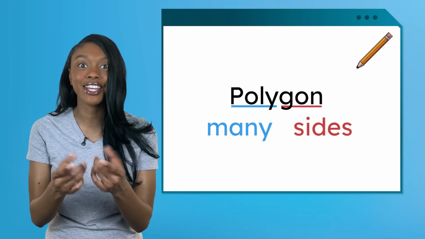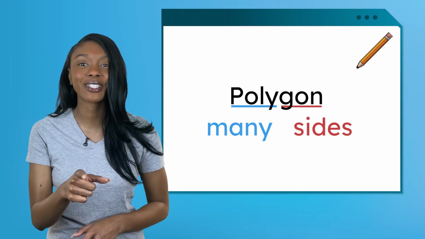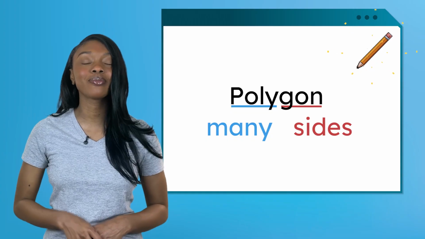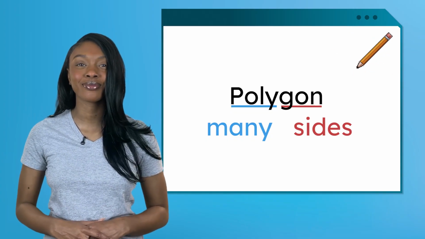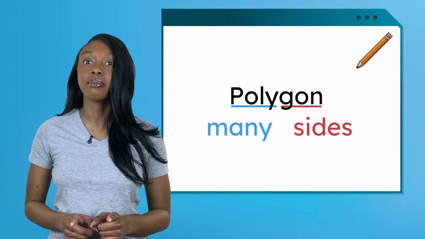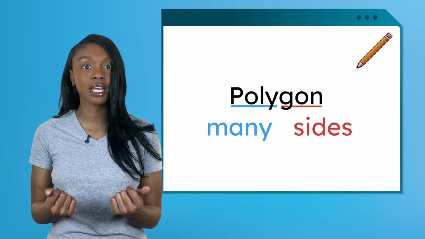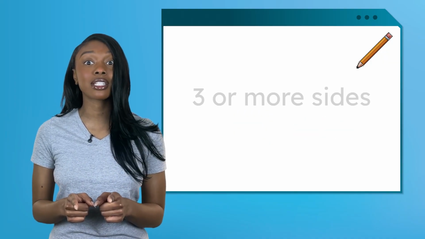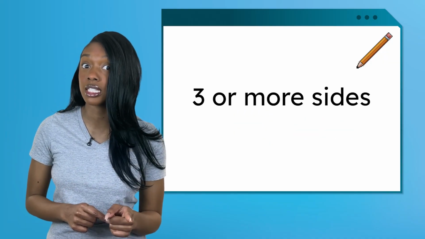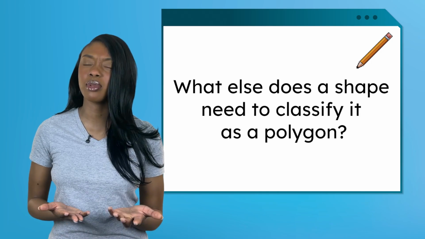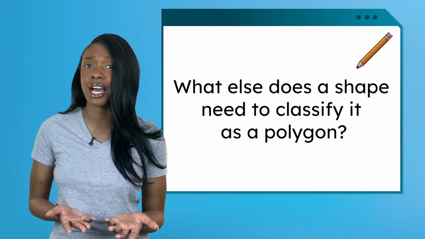Fill this out with me in your guided notes. Remember, when you see the pencil on the screen, there are notes to write down. So we know that polygons must have many sides, and in this case, it must have 3 or more sides. What else does a shape need to classify it as a polygon?